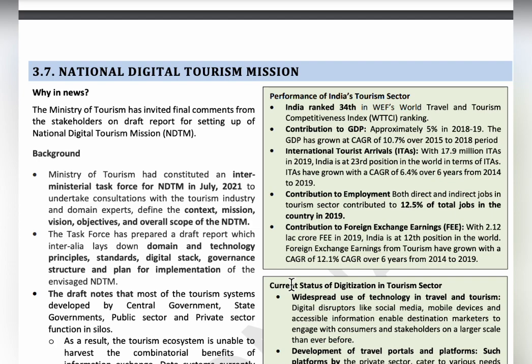The next topic is the National Digital Tourism Mission. To reduce the gaps between tourists and tourism stakeholders, this mission was set up under the Ministry of Tourism. As per the World Economic Forum's Travel and Tourism Competitiveness Index, India has ranked 34. Under this scheme, the center will provide better resources, service delivery, personalized tour plans, regulatory measures, etc. to improve tourism with digital assistance.